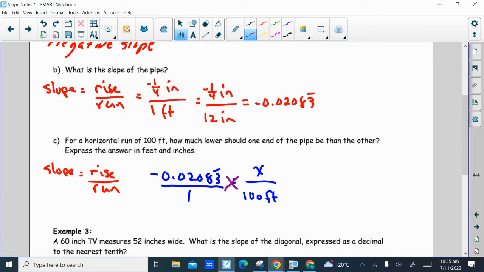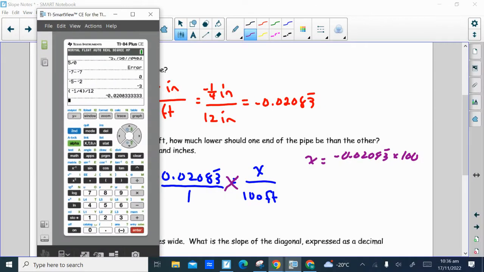So like we did yesterday, we can cross multiply. The 1 times the x is x, and that will equal negative 0.02083 repeating times 100. And that decimal is already in our calculator. So we can just go times 100. And we'll get negative 2.083 repeating.